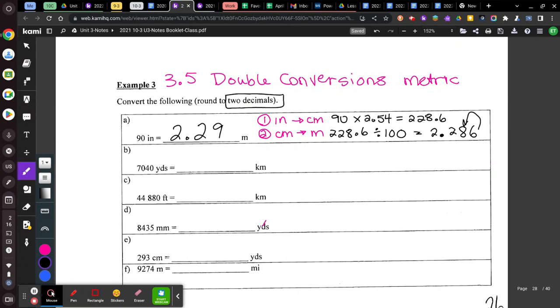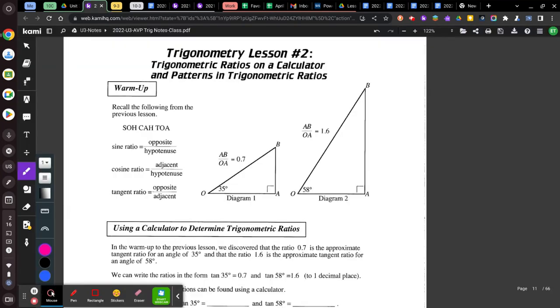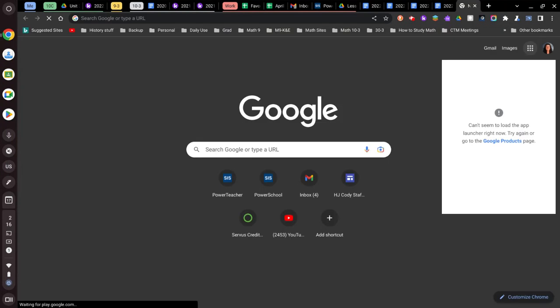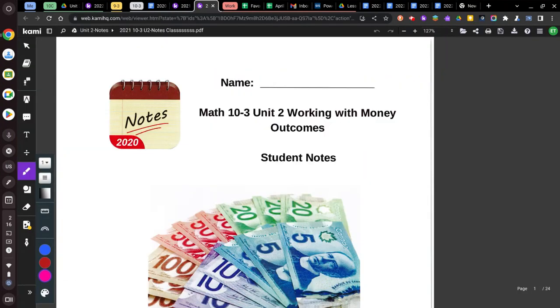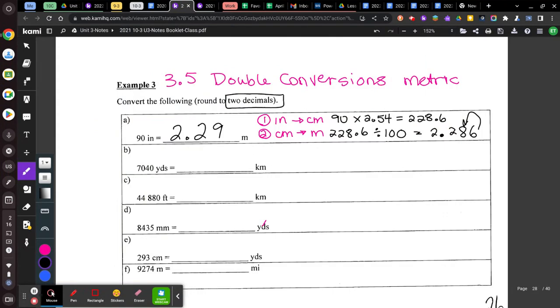Okay, the next one is yards, and this one wants to go yards to kilometers. But if we look at our conversion sheets, there are no yards to kilometers. So the way we have to go on our conversion sheets, where's the conversion sheet? Where did I pull it up? Right there. Okay. So we're going to have to go yards to miles.